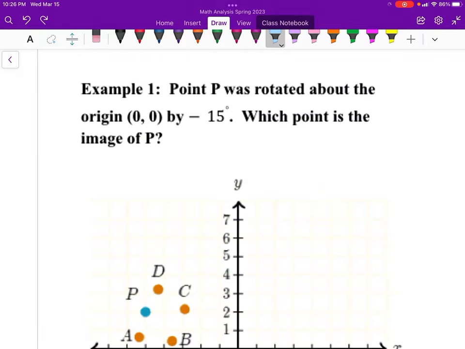Now, in example number 1, it says point P was rotated about the origin at 0, 0 by a negative 15 degrees. Which point is the image of P? So first of all, they are telling us that our center is at 0, 0, and we are moving negative 15 degrees. If it's negative, that means that we're actually going to be moving clockwise, which means we're going to be going this direction, all right, from P.